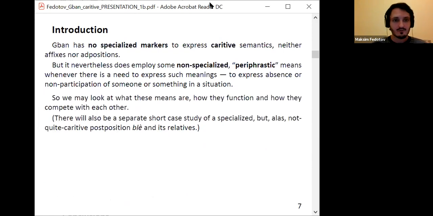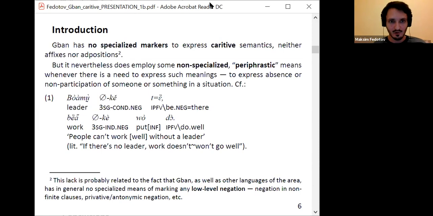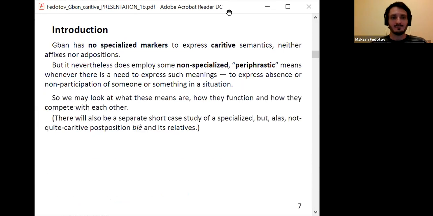Okay, so there is a small additional note that this lack of specialized caritive markers is probably connected to the general lack of low-level negation markers in Gban and in related and neighboring languages. So it is probably a very broad areal feature not to grammaticalize anything that expresses low-level negation. Well, probably that is a very bold claim, but there is at least some tendency in this area.